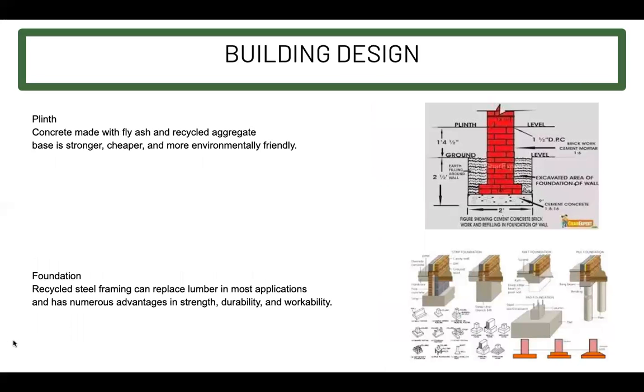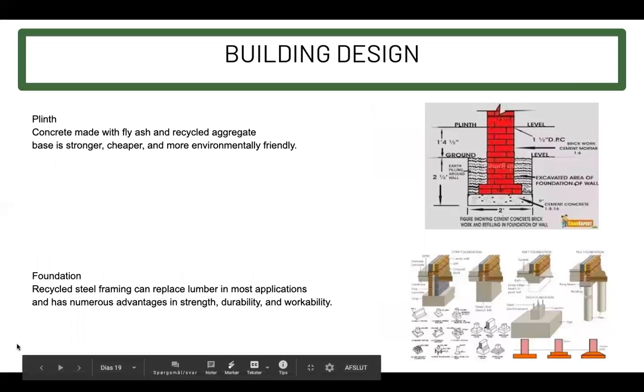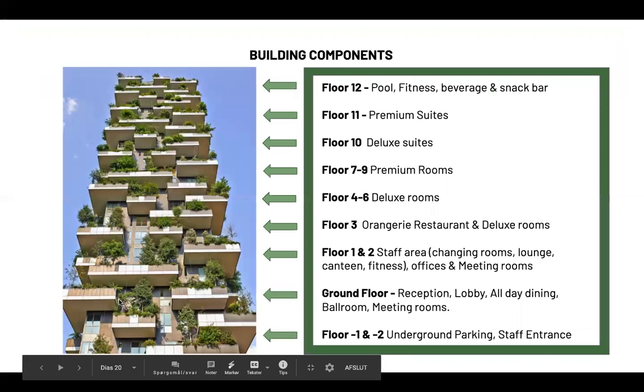For our hotel plans, we construct with fly ash and recycled aggregate. Besides, it's stronger, cheaper, and more environmentally friendly. For the foundation, we use recycled steel framing, which can replace lumber in most applications and has numerous advantages in strength, durability, and workability. So this is our building components.